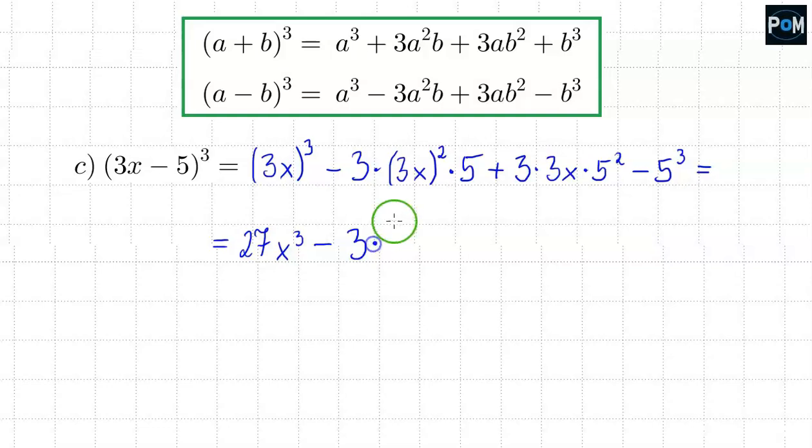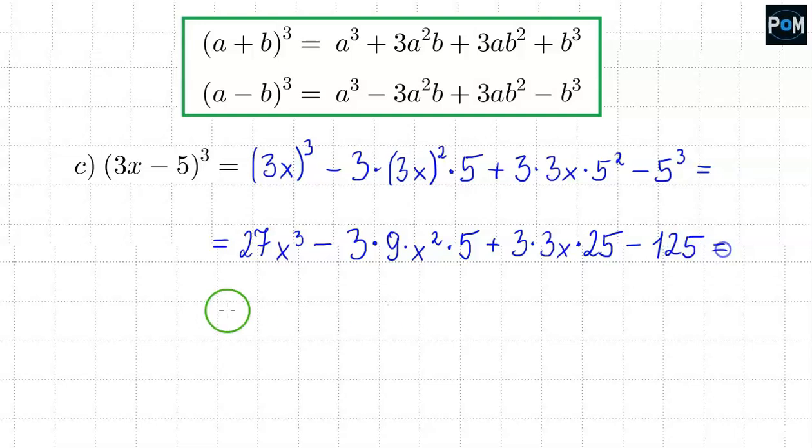Minus 3 times. Here we exponentiate, and again the square acts on the number 3. It equals 9 times x squared, which is x squared, and then times that 5. Here I rewrite 3 times 3x, and I raise 5 to the power of 2, which is 25. And minus 5 to the power of 3. 5 to the power of 3 is 125. So the powers are done, and we only have multiplications left.